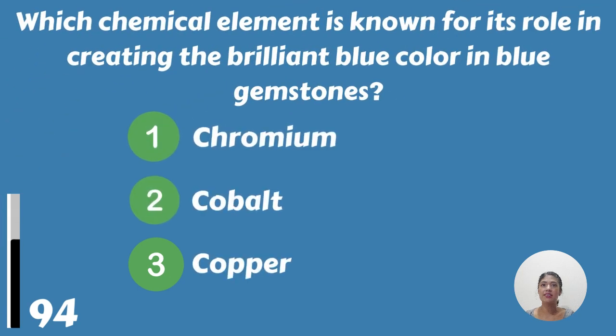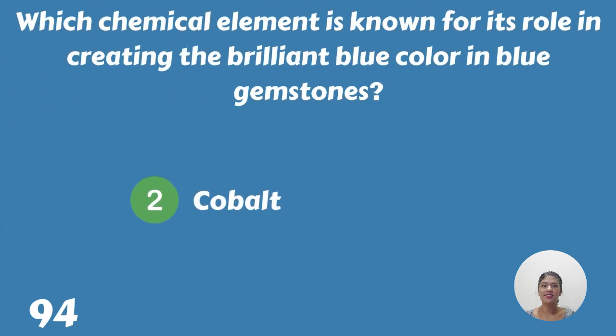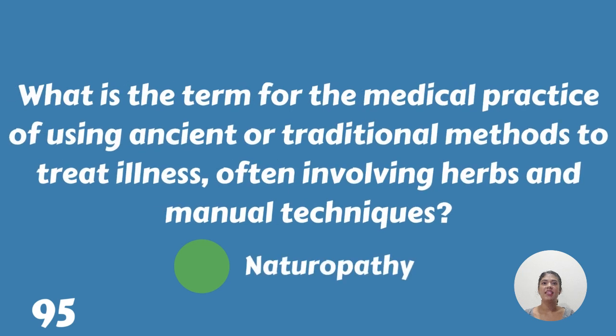Which chemical element is known for its role in creating the brilliant blue color in blue gemstones? Chromium, cobalt, copper. Cobalt. What is the term for the medical practice of using ancient or traditional methods to treat illness, often involving herbs and manual techniques? Naturopathy.